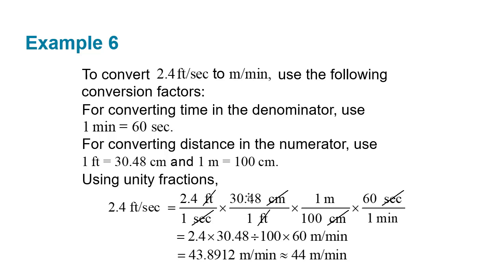So really we could have done that in 2 steps. We could have done 1 foot to 12 inches, right? And then we could have done 1 inch to 2.54 centimeters. Then we would have had it in centimeters. Then we could do the 1 meter over 100 centimeters to get it into meters. And then finally, the last thing is the 60 seconds and 1 minute. Multiply the tops, divide by the bottoms, and we get roughly 44 meters per minute.